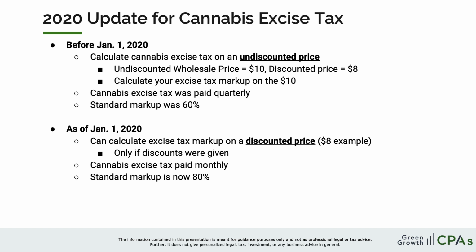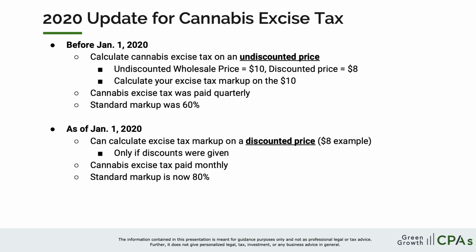But to calculate that cannabis excise tax that you must collect from cannabis retailers, you typically mark up your wholesale price by 80% and then multiply that by the 15% for the excise tax. Or if you want a faster calculation, you can just take your wholesale price and multiply it by 27%. That's 1.8 times 15%. Just a little faster calculation, one step there. And again, this wholesale price that you're marking up can be the discounted price, which could come in helpful.